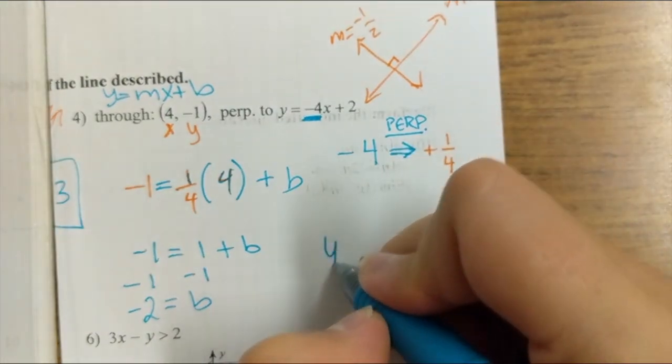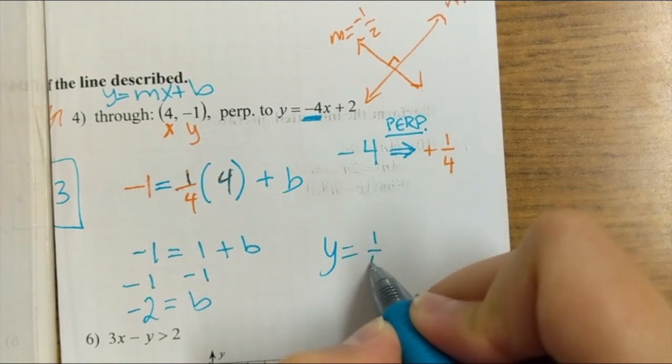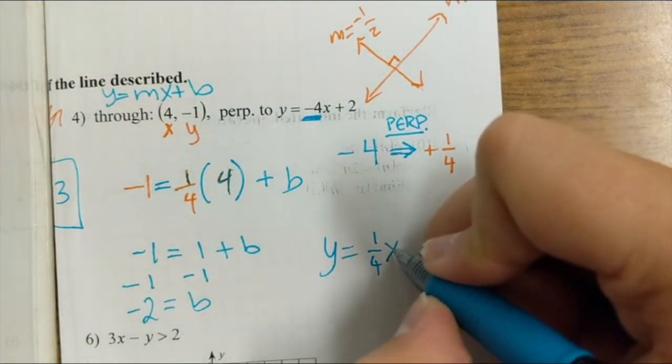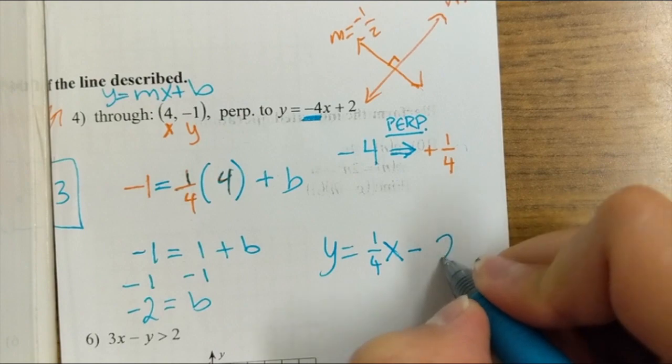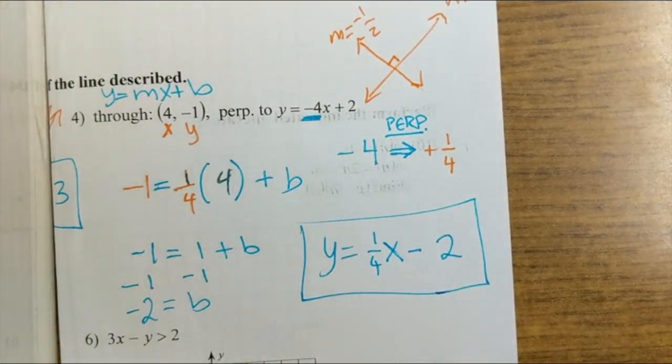Now plug it in for your final equation. Y equals the slope we used, which is 1/4, x plus our b, which is -2, so we'll just put -2. This is the perpendicular line.